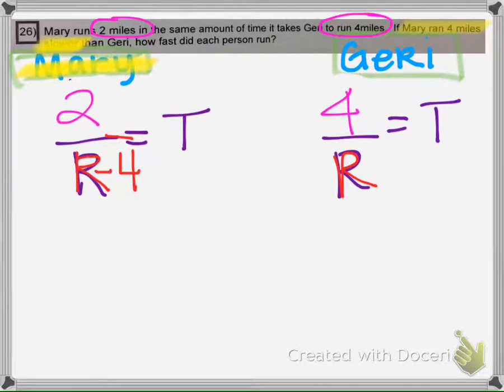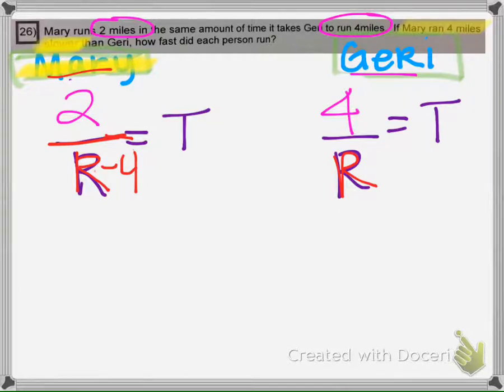Now, you could also do this problem this way. You could have that be R, and then you could have plus 4 here because Jerry is going 4 faster. So either way you solve this problem, it will work out. I'm going to go with this route here, that Mary's 4 slower. So I'm going to set it up this way.